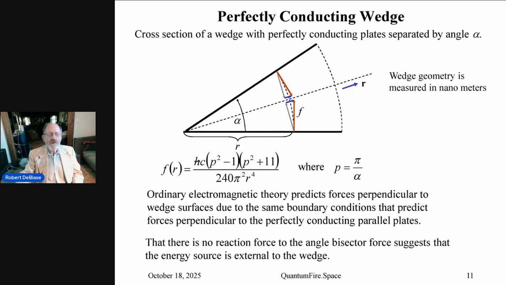And so you can see there are two forces in red that are perpendicular to the plate. And if you decompose these forces, you'll get two forces that are equal and opposite and cancel out. And there are two forces that add up in the direction of the wedge bisector. And there's no reaction force here. So could it be a source of energy?